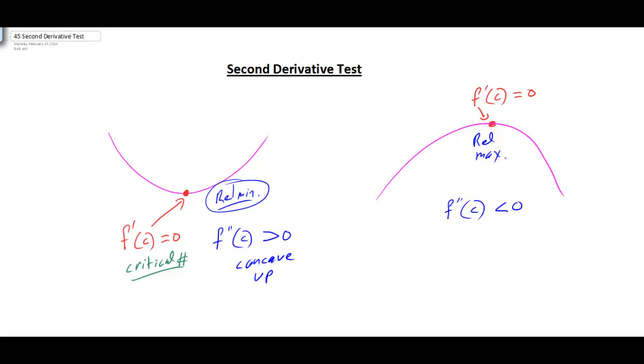And similarly over here, if we take our derivative, set it equal to 0, once again this allows us to find our critical number c. And if we take that critical number and plug it into the second derivative, and if it's negative, that's going to tell us that it is concave down. Well, if the graph is concave down, then that means our critical number must be a relative max. So again, the second derivative test is a shortcut way of identifying your relative min and relative max.